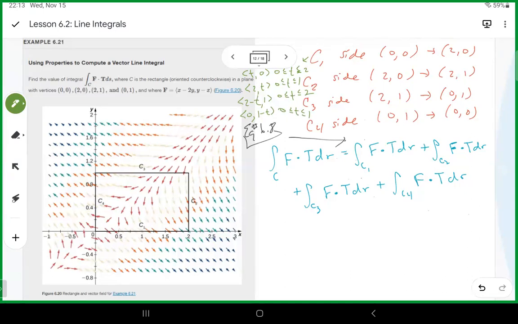Okay. So now that you have all that, let's put it together. You'll get zero to 2. And then 0 to 2.